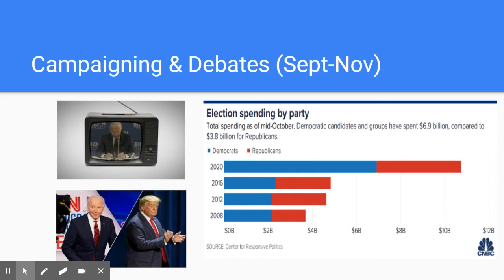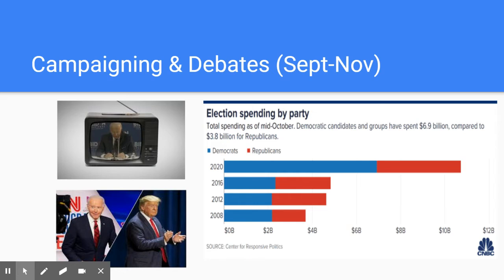This is where you see all the ads on TV. And you can see that the general trend with campaign spending is that each presidential election year over the last four, more and more money has been spent. This is the general trend, that the parties are spending more trying to get their candidates elected. You can also see in 2020 that the Democrats spent considerably more than Republicans on their presidential election campaign. So you see that as well. And we're talking billions and billions of dollars being spent.